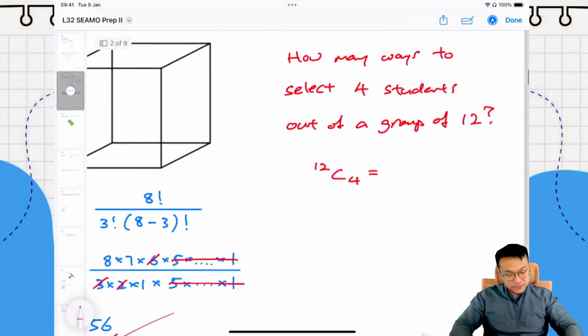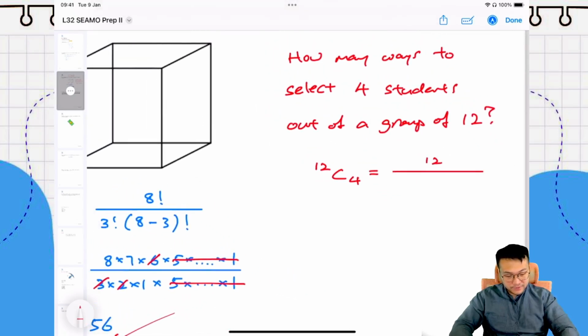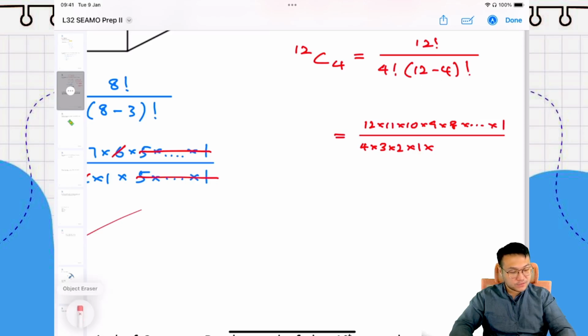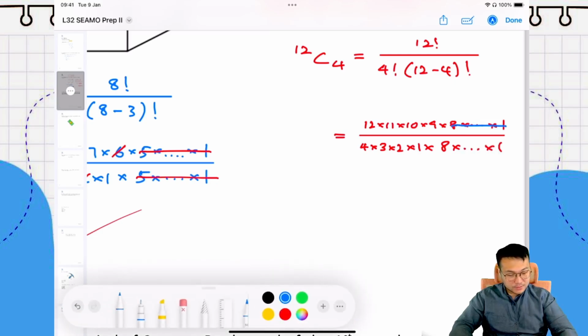Alright, let's follow the formula. 12 factorial over 4 factorial times (12 minus 4) factorial. So what's going to happen here? 12 factorial is 12, 11, 10, 9, 8, 7, 6, 5, 4, 3, 2, 1. 4 factorial is just 4, 3, 2, 1. 12 minus 4 is 8, right? So you have 8 factorial: 8, 7, 6, 5, 4, 3, 2, 1. I can cancel it out. Can you see I can get rid of that? So what are you left with? You're only left with this part.